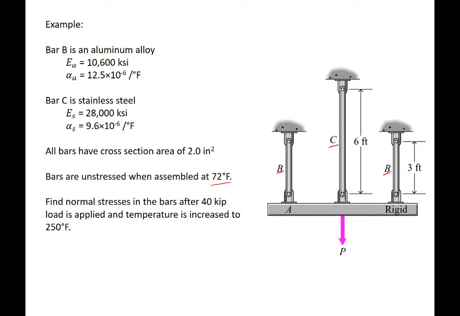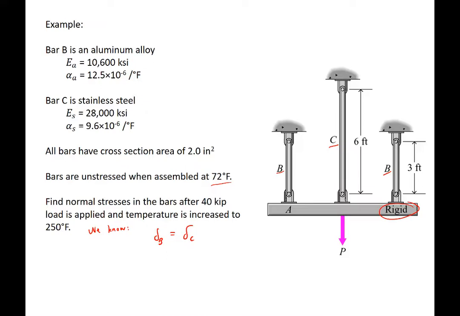So this member down at the bottom here says that it's rigid, which basically means that we can't have different deflections of the B bars and the C bars. So that means we can write something like this. We know that delta B has to be equal to delta C. Right, delta B has to be equal to delta C.